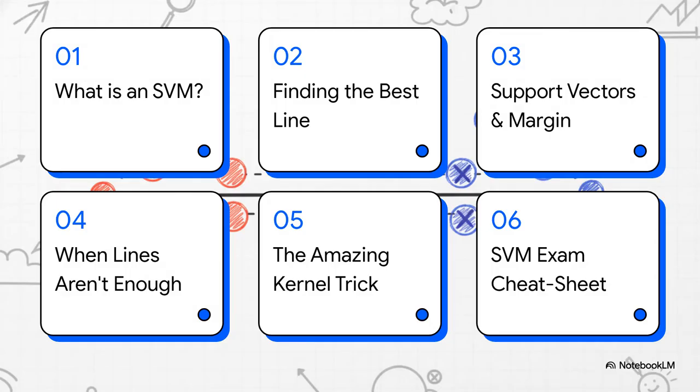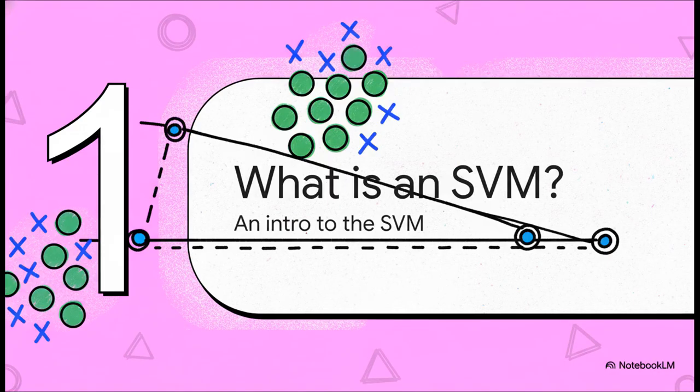So here's the plan. First, we'll cover the basics. What even is an SVM? Then we'll get into the secret sauce of how it finds that perfect line. It's all about something called the margin. From there, we'll look at what happens when a straight line just doesn't cut it, and that's where we'll meet the super clever kernel trick. And to finish it off, we'll wrap everything up into a neat little cheat sheet, perfect for when you're studying for that exam. All right, let's kick things off.